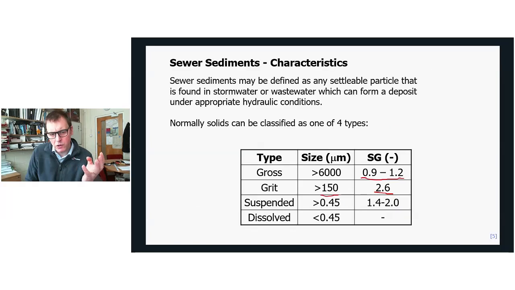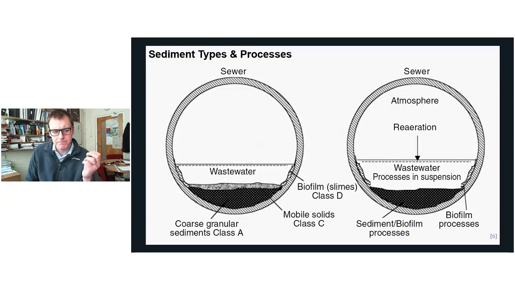And it's important to note that all these materials will settle under different hydraulic conditions. So obviously where you've got a specific gravity below 1, it's not going to settle, but for the other particles, they'll settle depending on what the velocity conditions are. So this really shows you where you would expect sediments to be found in the sewer.